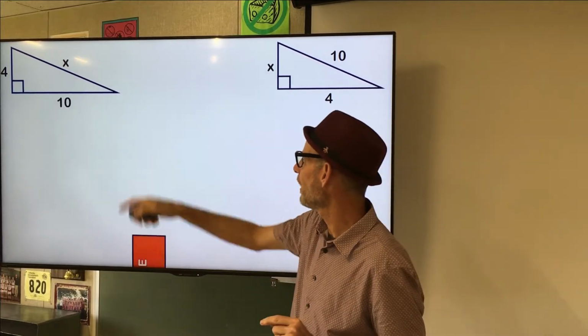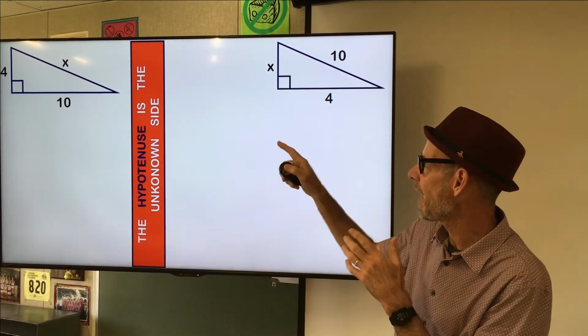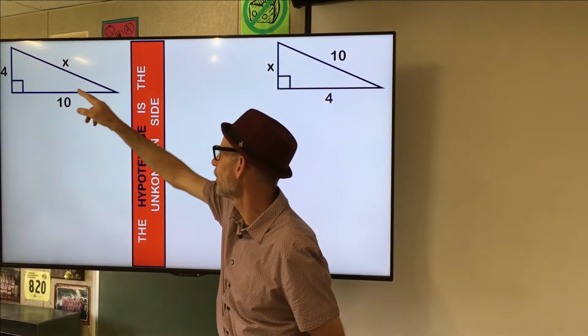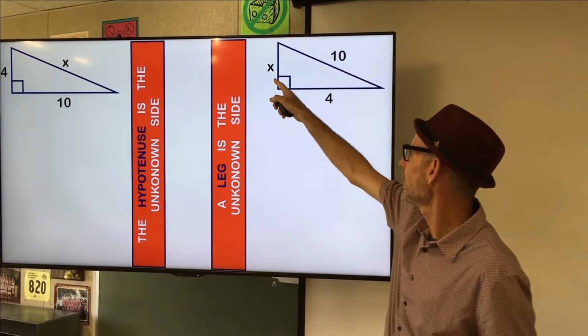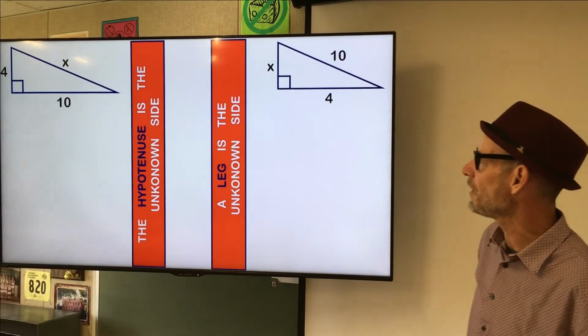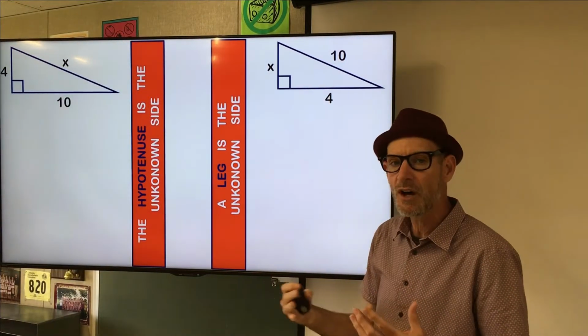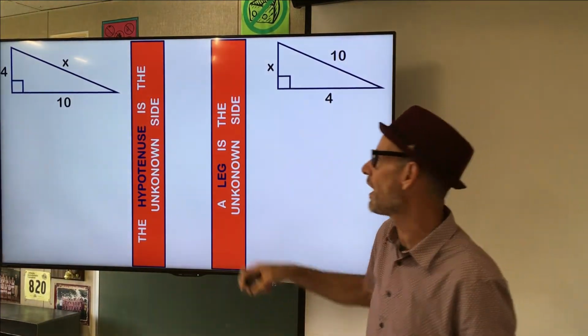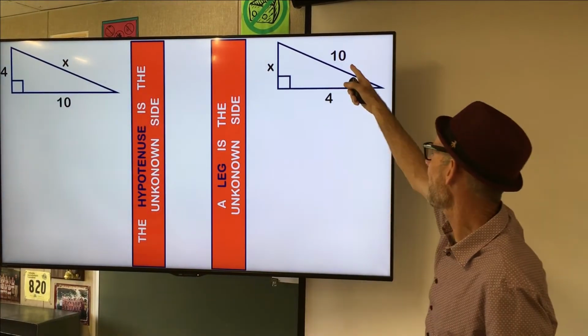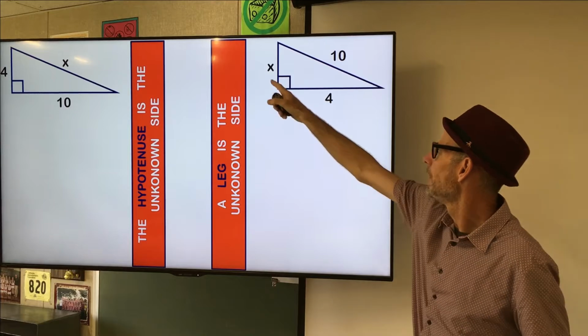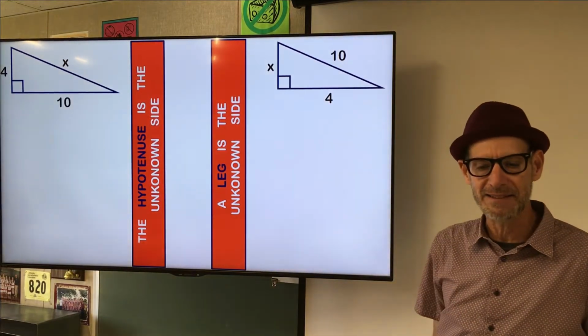The triangle on the left, we're looking for the hypotenuse. Our x is on the longest side of the triangle. And in the triangle on the right, we're looking for a leg. The hypotenuse is one of the known sides. So since we know the hypotenuse is the longest side of the triangle, we know that this side has to be greater than 10. And over here, since the hypotenuse is the longest side, we know that this side has to be less than 10.